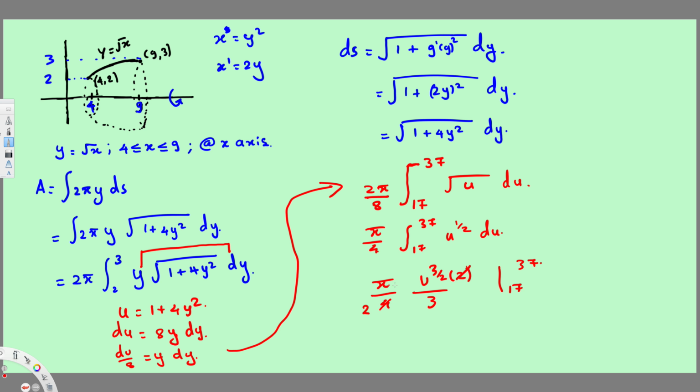And then if you simplify this one, this is going to be pi over 6, and we have u to the power 3 by 2. So if you substitute 37 and 17 for u, this is going to be 37 to the power 3 by 2 minus 17 to the power 3 by 2. And that's going to be the surface area of this region. And that's how we do these kinds of problems.